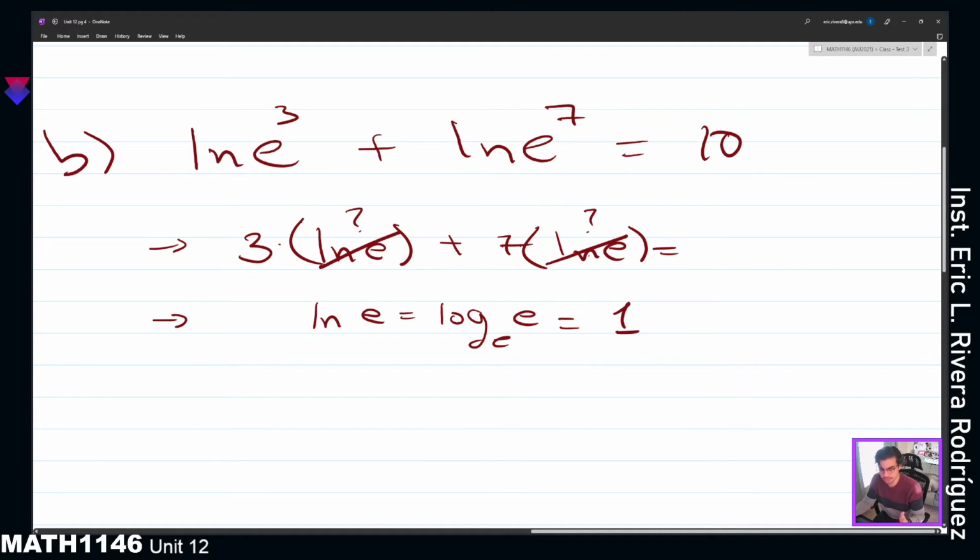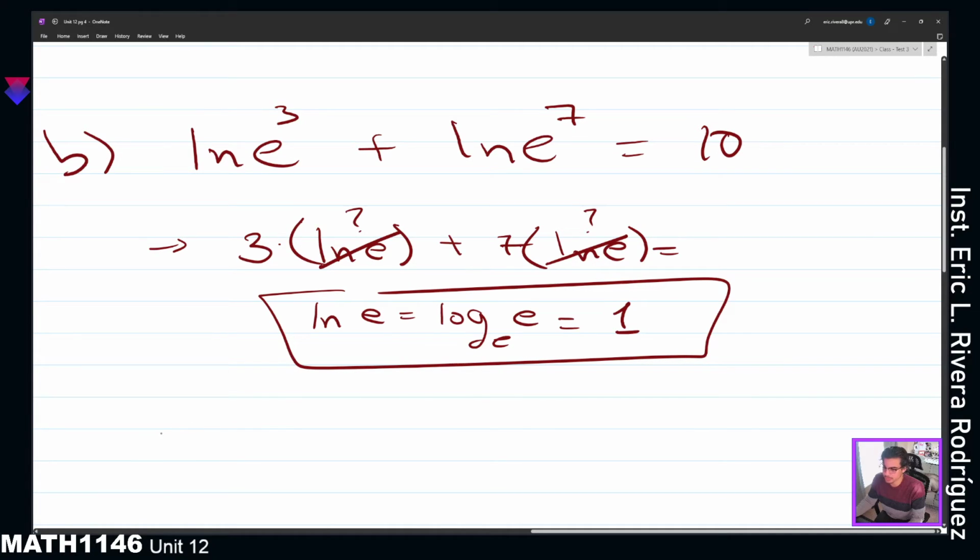7 times 1, 3 times 1, I don't know what happened with me today. 3 times 1 is 3. 7 times 1 is 7. So we cancel because we are using them in a multiplication. So 3 plus 7 equals 10.